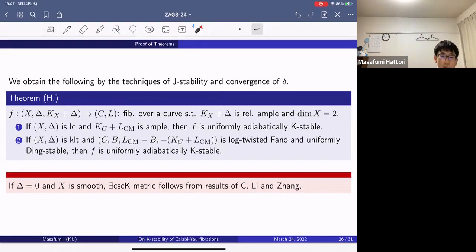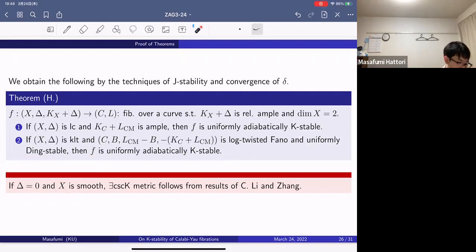Let f be a fibration over a curve such that K_X plus delta is relatively ample and the dimension of X equals 2. If (X, delta) is log canonical and K_C plus the moduli divisor is ample, then f is uniformly adiabatically K-stable. And second, if (X, delta) is KLT and the moduli part minus B minus K_C plus the moduli divisor is log twisted Fano, where B is the discriminant, and uniformly K-stable. So this is a modification of K-stability. Then f is uniformly adiabatically K-stable.